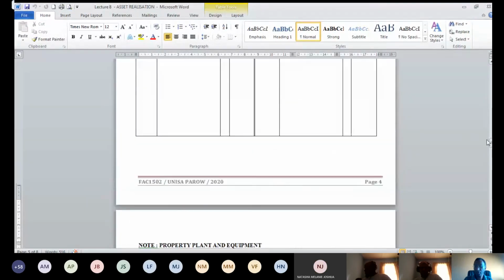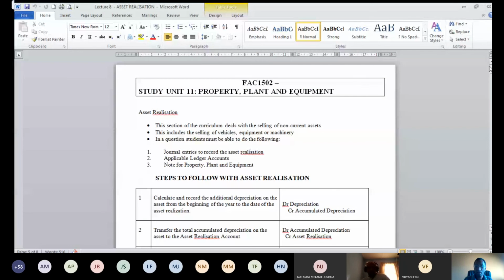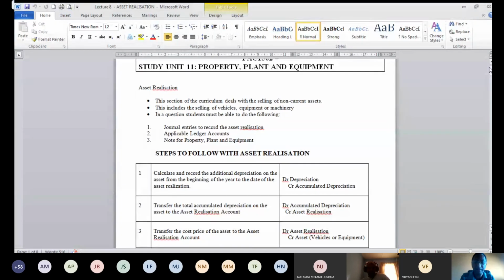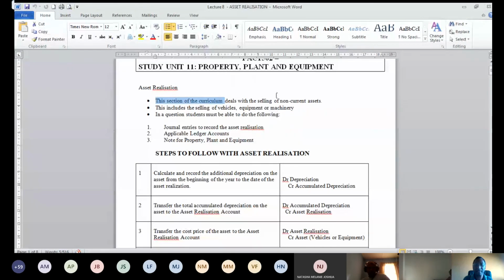But guys, I hope you can see that now. So we are dealing with a section, study unit number 11, that deals with property, plant, and equipment. And we are taking a look at asset realization. This section of the curriculum, guys, deals with the selling of non-current assets. So we are going to take a look at what transactions must be recorded in the books of the business whenever you are selling a non-current asset. It can be vehicles or equipment or a building. So vehicles, equipment, machinery, furniture, all of that, that is what we're talking about here.